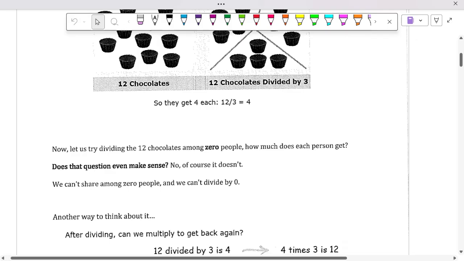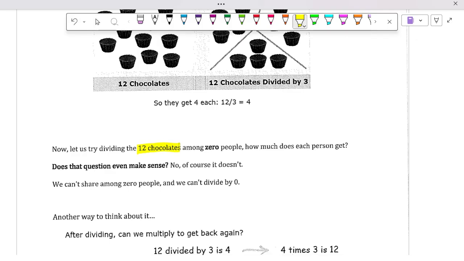Now, what if the 12 chocolates were divided among 0 people? How much does each person get? Does that question even make sense? No, because if there's 0 people, how could you give someone chocolates? So we can't share among 0 people. And just like how we can't share among 0 people, we can't divide by 0.